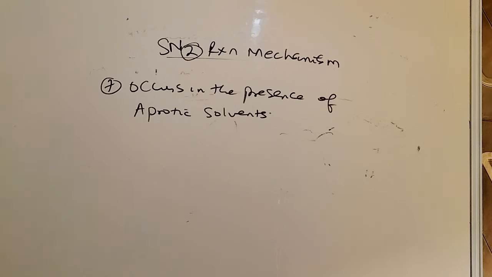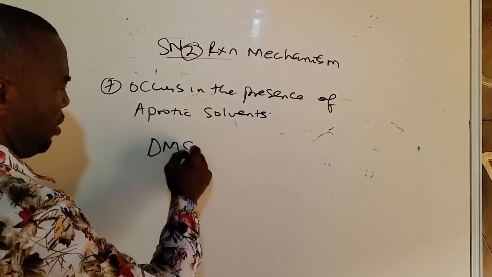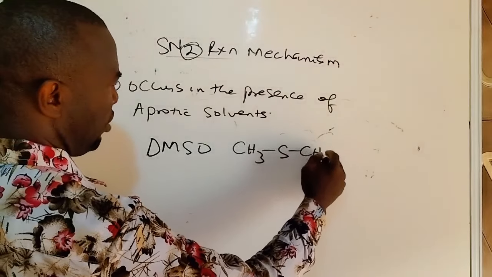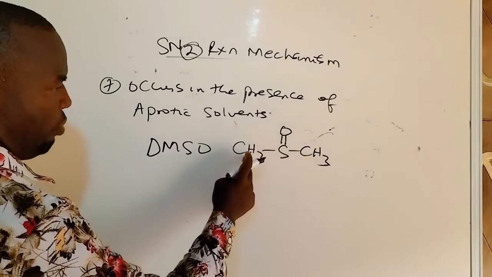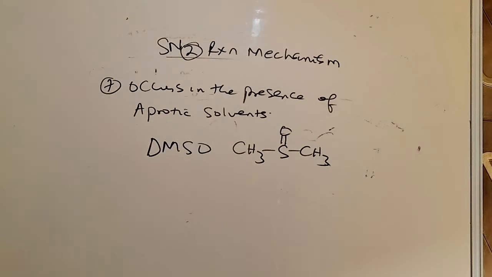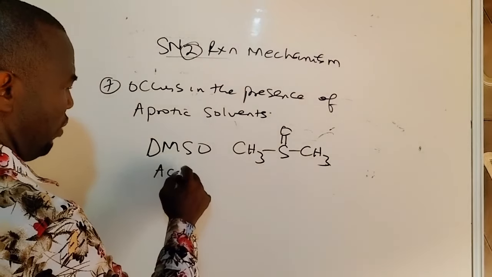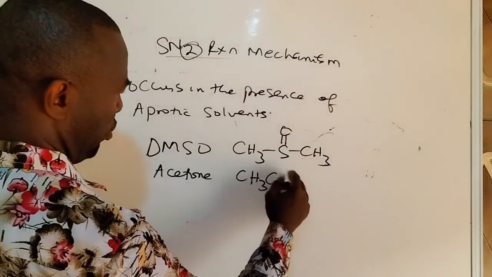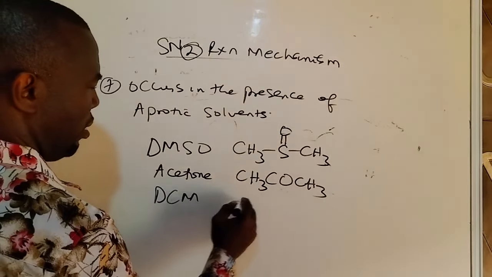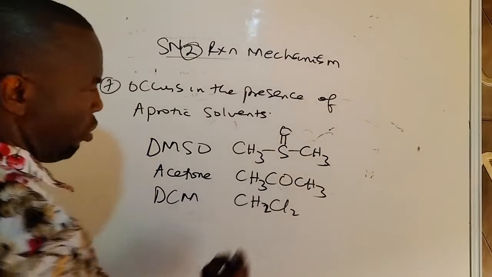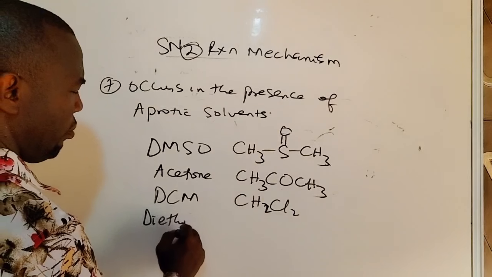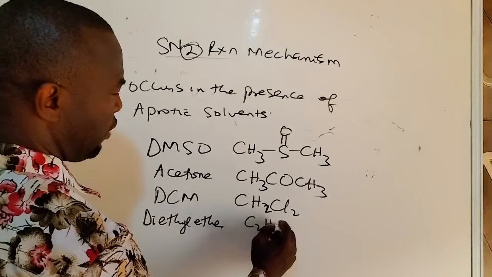So, examples include dimethyl sulfoxide, CH3, dimethyl sulfoxide. Look at the structure. Two methyl groups, that's the di, methyl, then sulfoxide. So it's an aprotic solvent. And another solvent is acetone. It's also an aprotic solvent, acetone. Acetone is what is known as propanone now. Then another example is dichloromethane, CH2Cl2, dichloromethane, and then diethyl ether, C2H5O.